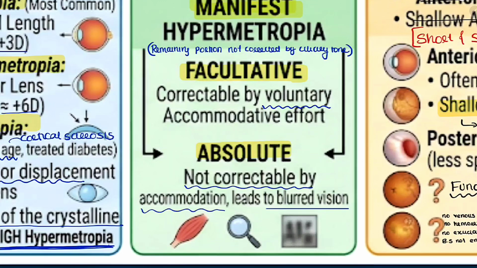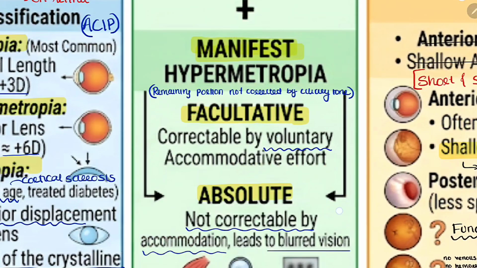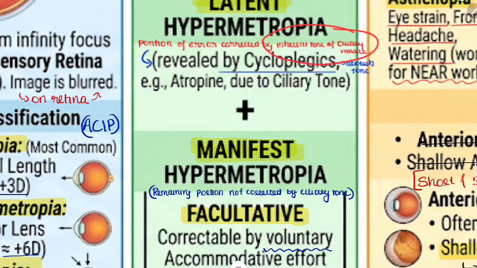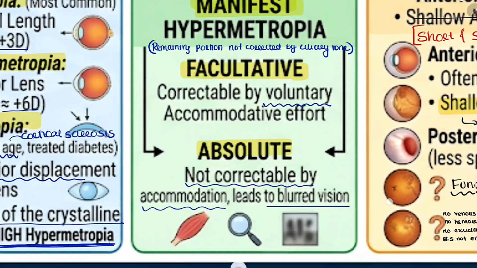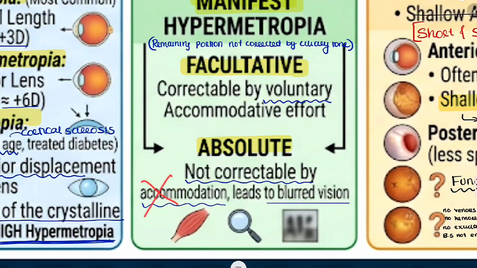Facultative means these are corrected by voluntary accommodative effort. If we voluntarily do the accommodation, it can be corrected. And absolute means it is not corrected even by voluntary effort. So this was not voluntary, this was by the inherent tone. Latent was by the inherent tone of the ciliary muscle, while in manifest, the facultative is by the voluntary effort, and absolute means it is not corrected even by the voluntary effort. So that will lead to blurred vision.